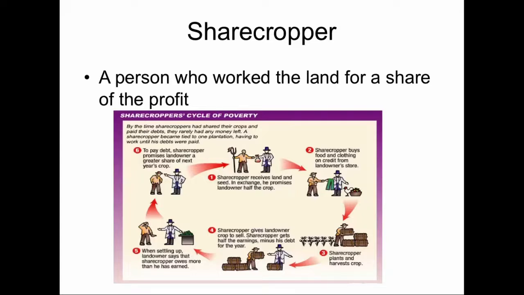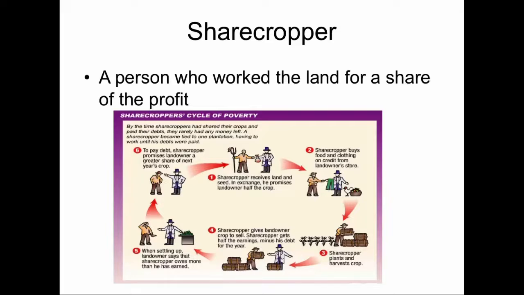In step 4, the harvest comes in and they sell the crop. The sharecropper gets half of the earnings, but then the sharecropper has to pay off his debt to the store. And typically, when they're settling up their debt, what tends to happen is that the landowner charges the sharecropper even more than originally he had said.